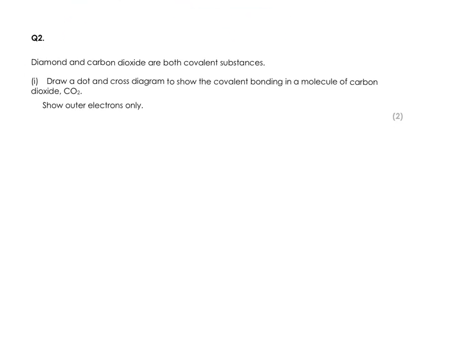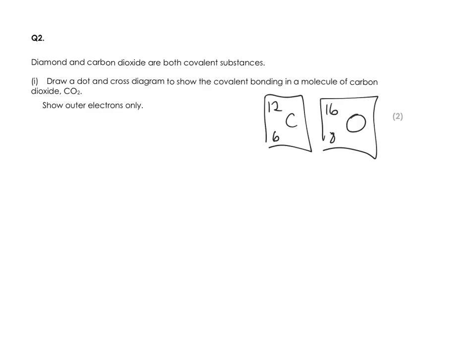Moving on. It says, diamond and carbon dioxide are both covalent substances. Draw a dot and cross diagram to show the covalent bonding in a molecule of carbon dioxide. So again, we're going to start off with the symbols. If you look them up in the periodic table, you see carbon is 6 and 12, and oxygen, as above, is 8 and 16. So it's these numbers at the bottom we need for the number of electrons in a neutral atom.